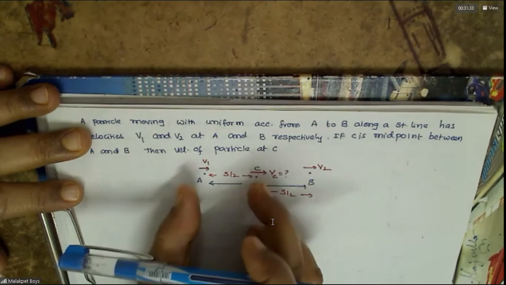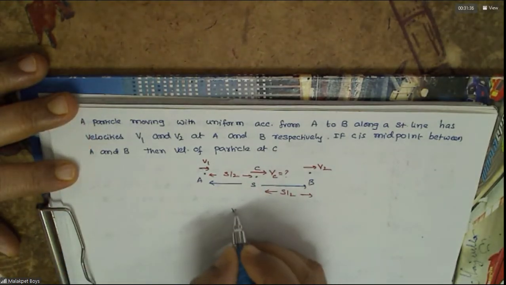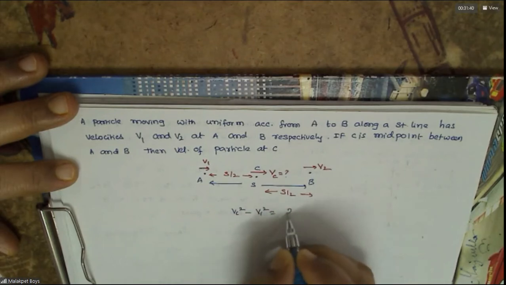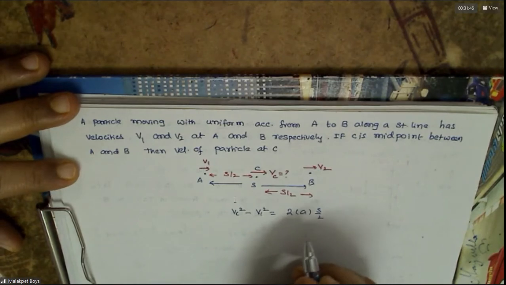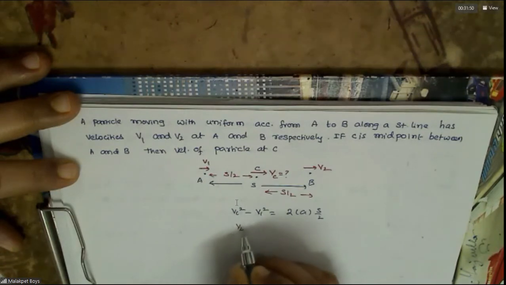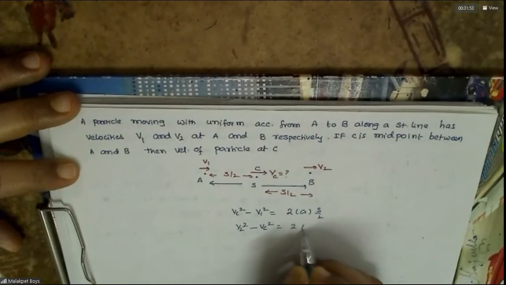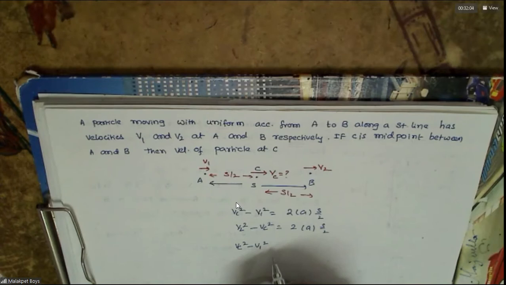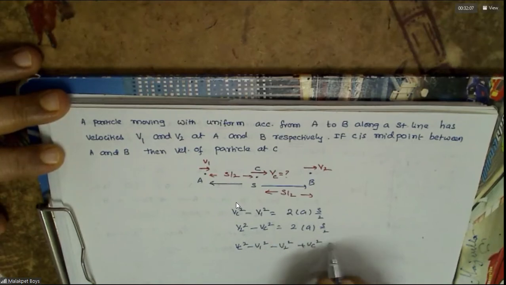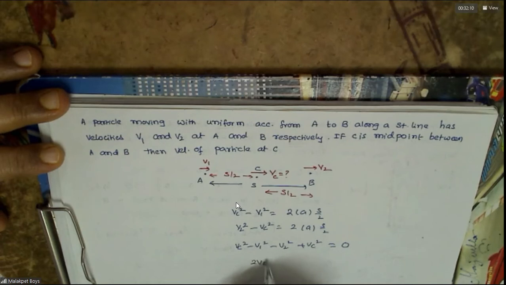So between these two, apply Vc square minus V1 square equals 2 into A into S by 2. Do you agree with this? Clear or not? Similarly, for the second one, V2 square minus Vc square equals 2 into A into S by 2. Subtract one from the other. What will we get? Vc square minus V1 square minus V2 square plus Vc square is 0, no? So 2Vc square equals V1 square plus V2 square. Vc equals root over. Understood this or not?